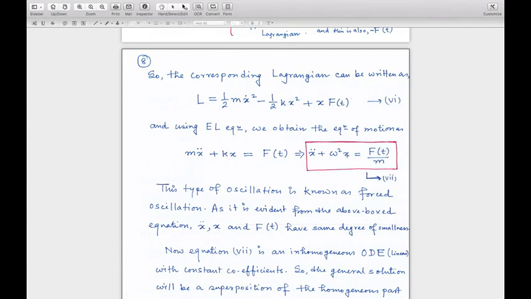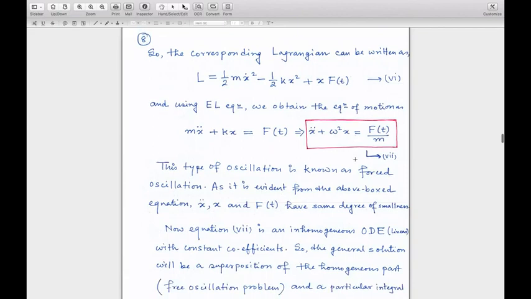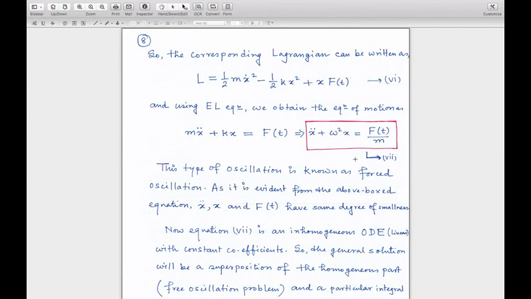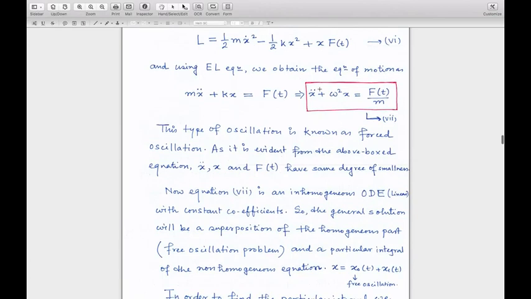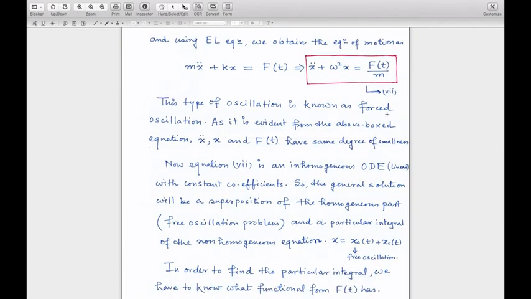So x double dot plus omega squared x equal to 0 is the homogeneous part, and the general solution of this equation will be the general solution of the homogeneous part plus the particular integral of the equation having this non-homogeneous part. That's because the equation is an inhomogeneous ODE, but it is linear and with constant coefficients. I'm just underlining all the important features of the equation.